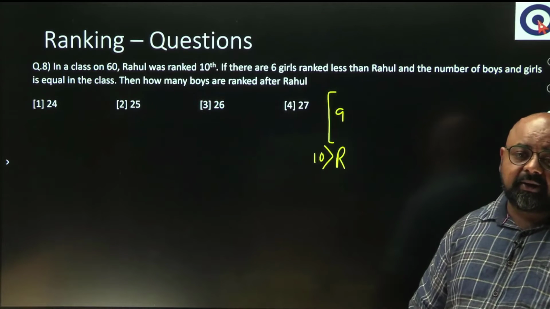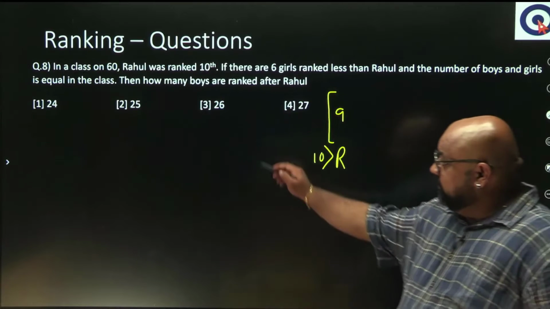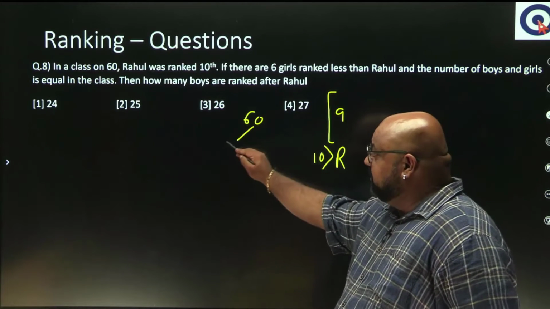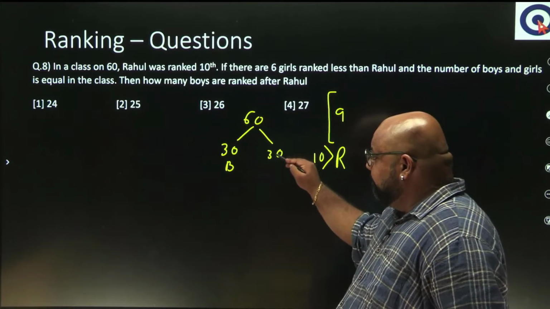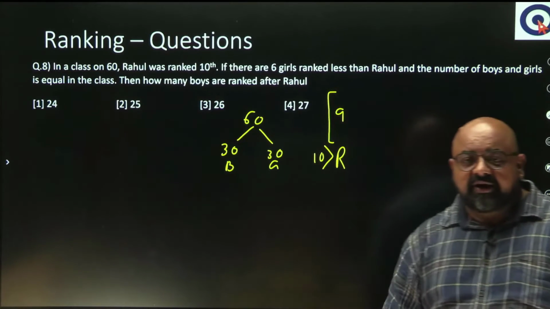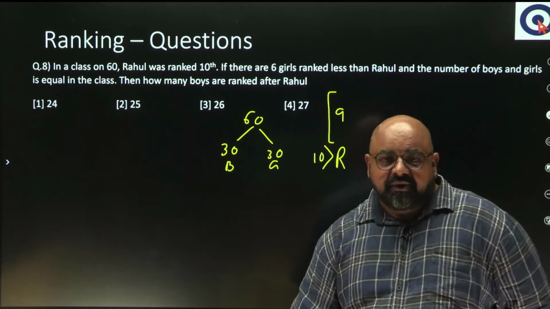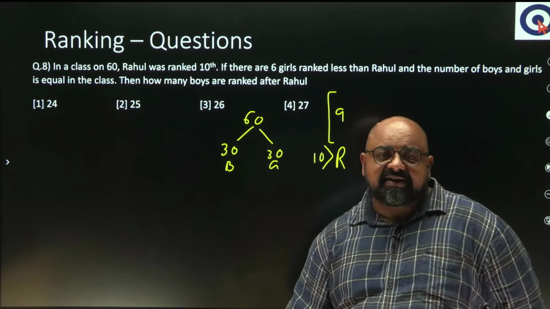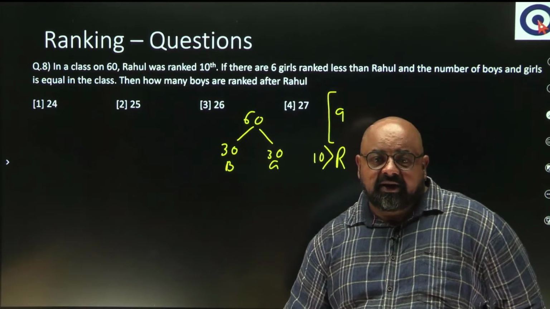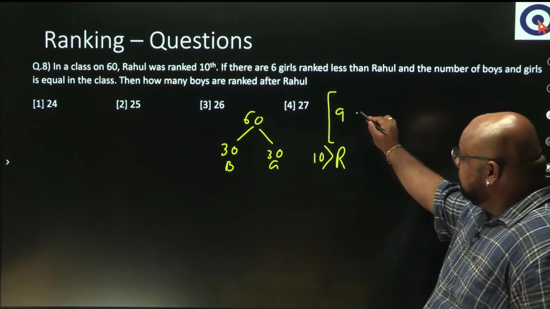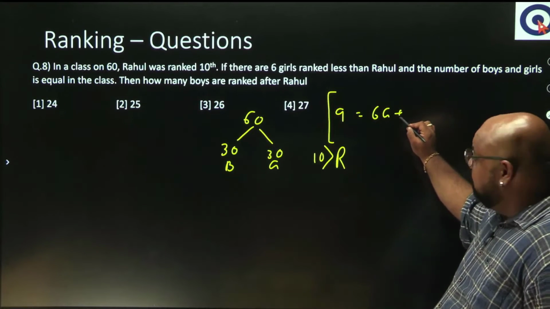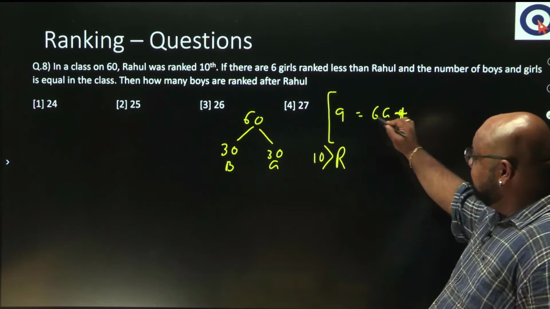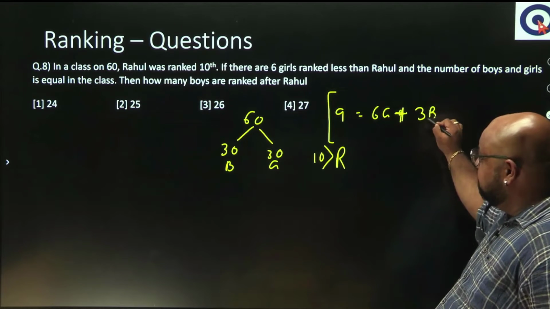How many boys and girls in the class? Out of 60, there are 30 boys and 30 girls. Now let's distribute the girls. There are 6 girls ranked less than Rahul. So out of these 9, there are 6 girls. How many boys will be there therefore? If out of 9 there are 6 girls, the remaining 3 have to be boys.